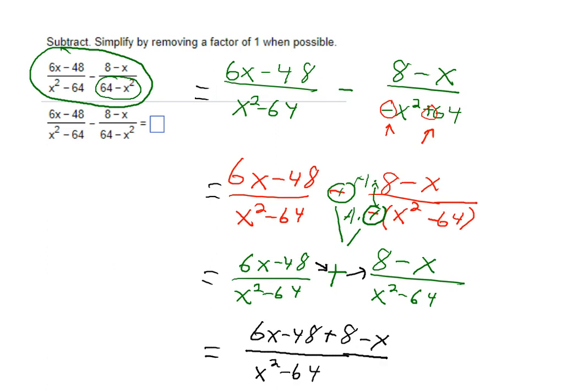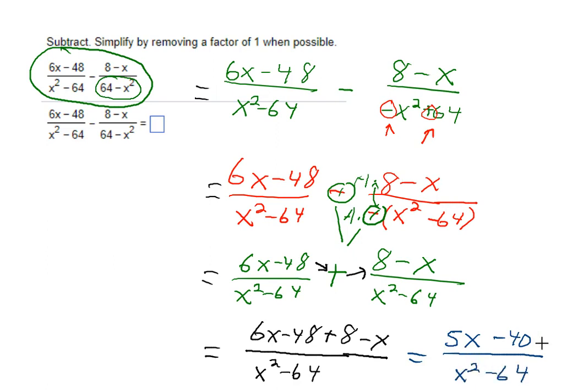All right. Now we can combine. We'll simplify the top here. So we have 6x minus x, which will be 5x. And negative 48 plus 8 will be negative 40 over the common denominator of x squared minus 64.